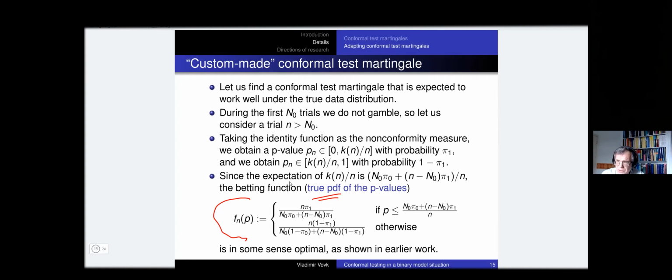Okay, so we can do this, and we can use it. Sorry, to define a conformal predictor or this conformal test martingale, we need the nonconformity measure. But we just take the trivial nonconformity measure: the nonconformity measure of y is equal to y. You are surprised at ones, and you are not surprised at zeros. This works well enough; you don't need anything better. But now you can use this optimal betting function.